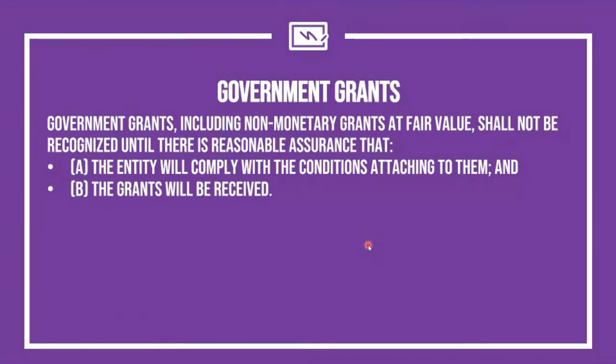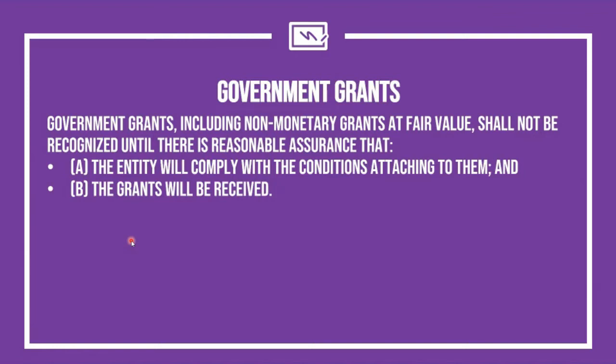So with that, let us proceed with the provisions of the standard with regards to government grants. Government grants, including non-monetary grants at fair value, shall not be recognized until there is reasonable assurance that, in the case of government grants, both requirements are satisfied. First, the entity will comply with the conditions attaching to them, and the grants will be received. So these are the two requirements that need to be satisfied prior to us recognizing the government grants.